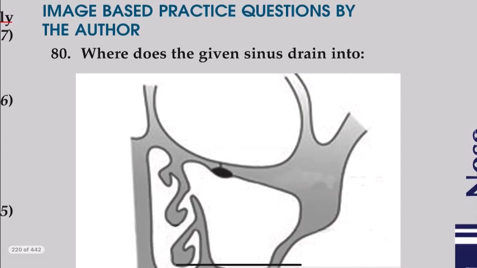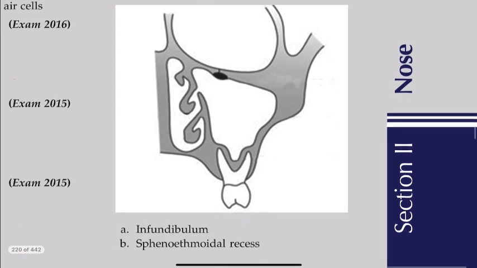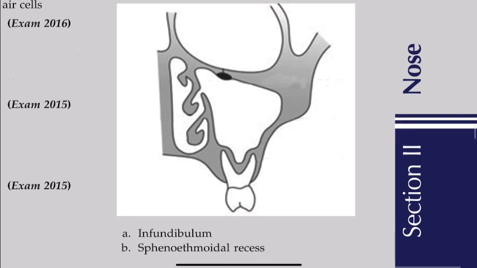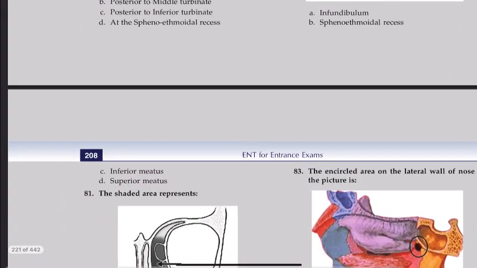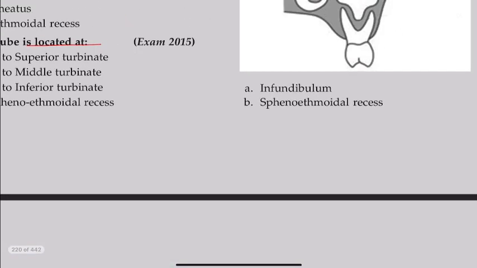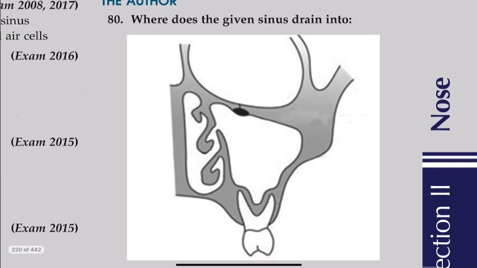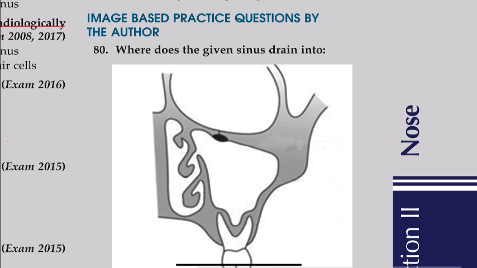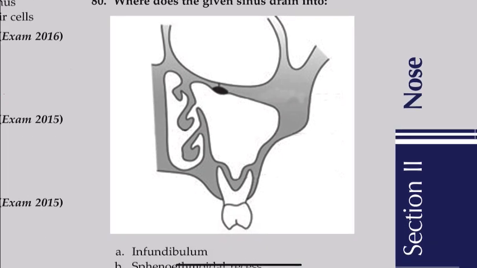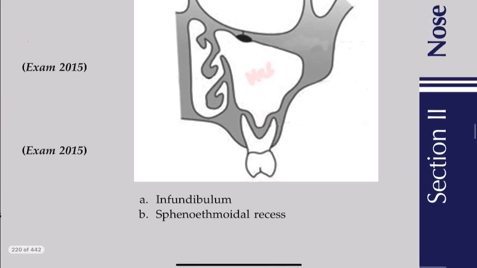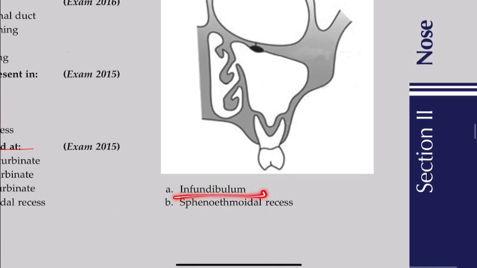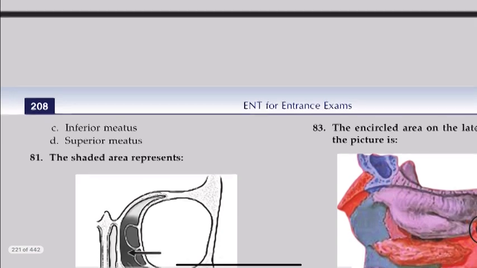Now, where does the given sinus drain into? Here it is talking about the maxillary sinus, right? It is asking about the maxillary sinus only. It drains into what? Infundibulum, right? Infundibulum, that will eventually go into the middle meatus.